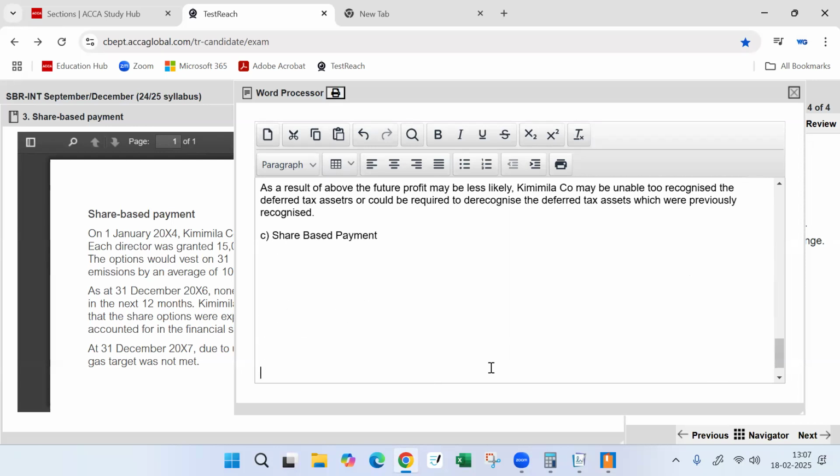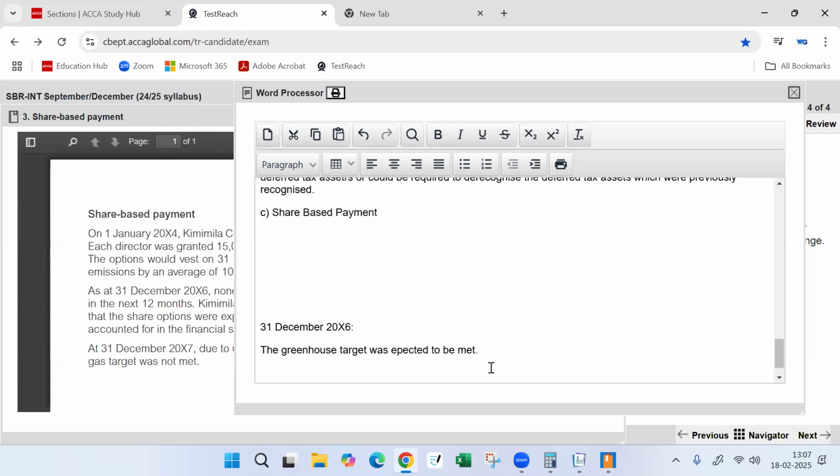Okay. I'm just going to show the workings. So on 31st December 2000 X6, correct? Number one is that the greenhouse target was expected to be met, isn't it? So what will you do? You will recognize an expense as well as an equity on 31st December X6. How will you recognize an expense?